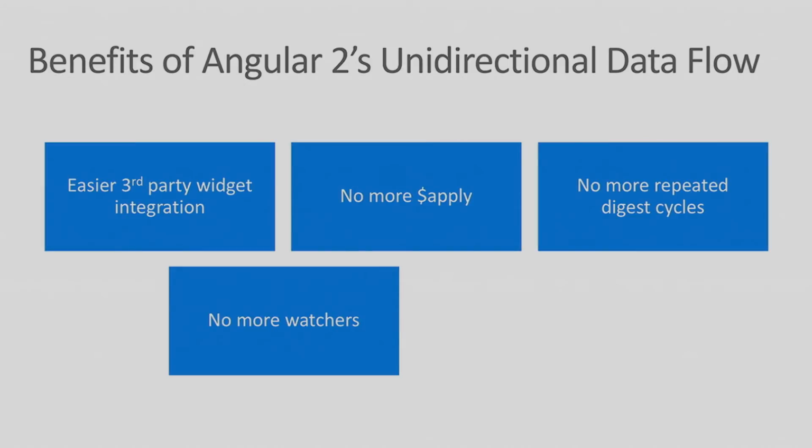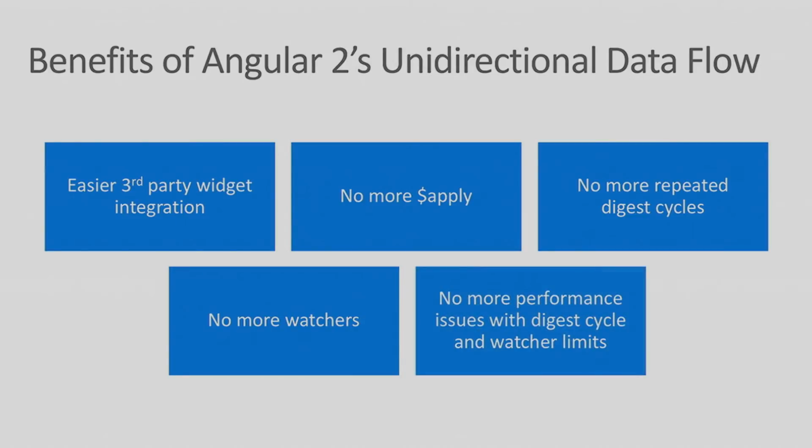No more watchers. There's no more things watching things in the background with this because the data goes in one direction. Think about all the things that go away when you have unidirectional data flow. And no more performance issues with digest cycles, which was a common thing I was often hired to come help fix. So I'm out of work. Anybody looking? I'm free.